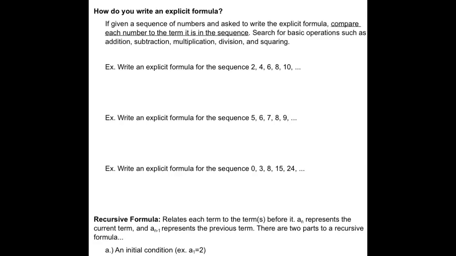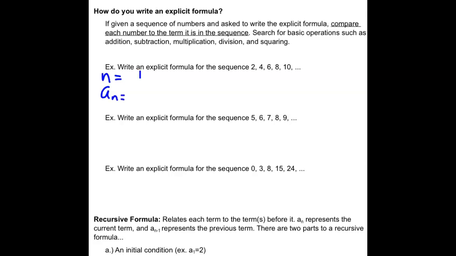So how do we write an explicit formula? If we're given a sequence of numbers and we're asked to come up with an explicit formula, we have to compare the number to its position in the sequence, to its n value. You're going to be looking for basic operations like adding, subtracting, multiplying, dividing, squaring, that type of thing. So what I want you to do is start out writing your n value and then write in the number that's in that position.